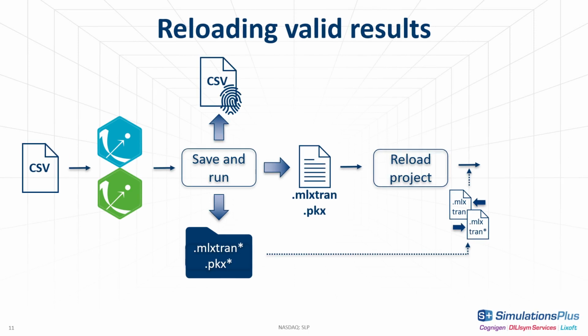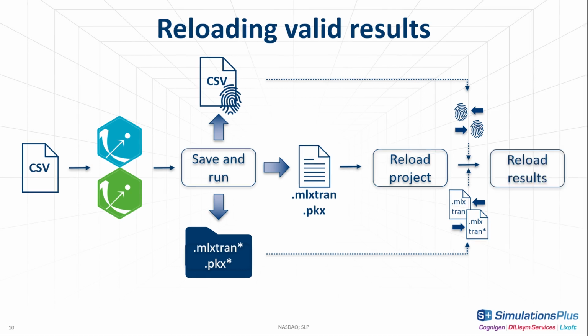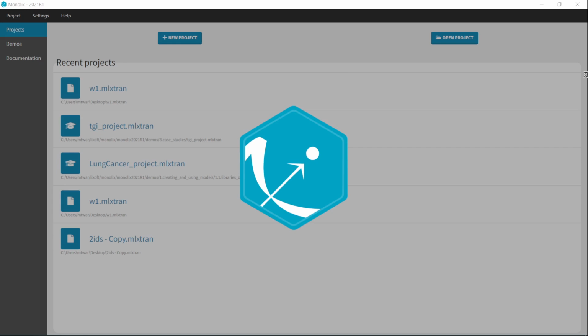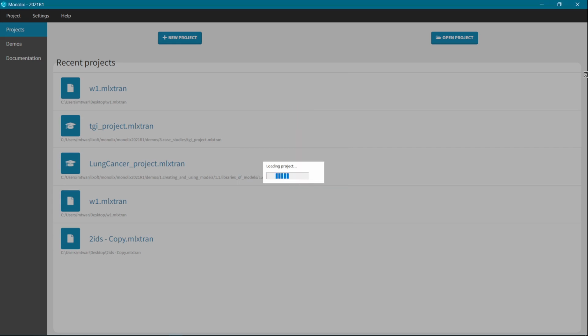So starting from the 2021 version of Monolix Suite, Monolix and PKanalix generate and save a fingerprint of a dataset used to create a project. Now, when you reload the project, they generate the fingerprint of a data file indicated in the loaded project and compare it with the fingerprint of the file generated during the run. Again, if they are the same, then the results are loaded. Otherwise, you will see a warning that a dataset has been modified and results are not loaded.